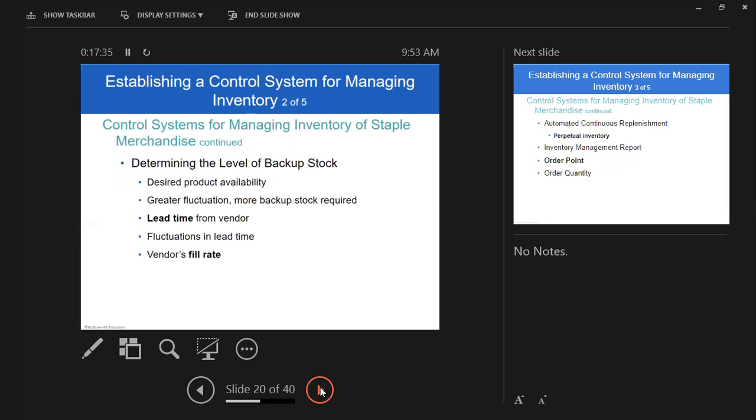And then controlling system for managing inventory, staple. So you can have the level of backup stock, desired product availability. So you will understand which type of product is needed by the customer. And then the lead time, you have to look also from the vendor. How long is the lead time that you have to wait for the product to reach your retail shop, retail outlet or retail store.